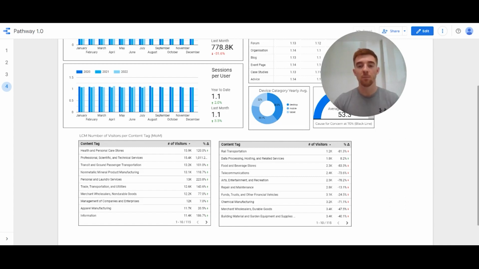But if you have a look, data processing, hosting and related services did in fact increase. So even though it's one of the worst performers, it is increasing, and that's a valuable insight to take away, because then you can have a look at what previous work's been done to promote that, and you can say that is working, you can continue that. Whereas for the rest, perhaps you can look at what you've done there and take away from that to understand what you can do to improve those as well.